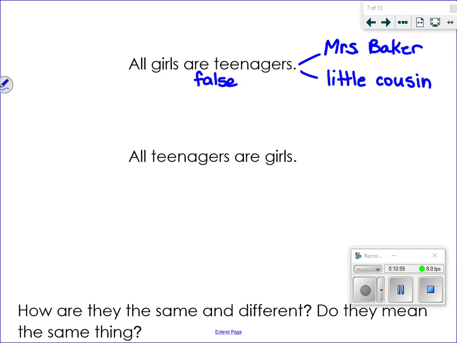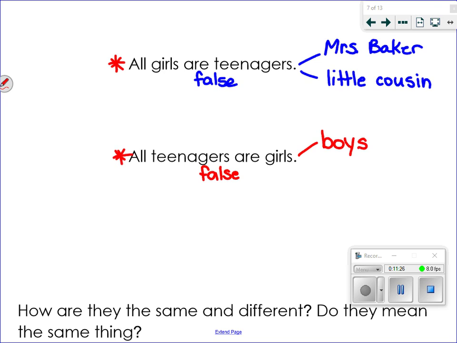True statement or not? Well, let's think of counterexamples. Here's one. Boys. Right? There's a counterexample right there, proving this statement is false. All teenagers are not girls. Boys are teenagers too. What's the same and different about these 2 statements?